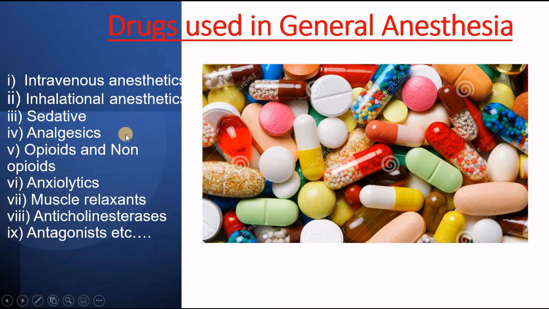I have created this video with the help of notes as well, so that it will help you to understand this topic very well. So these are the below mentioned drugs: intravenous, inhalation, sedatives, analgesics and many more. These are the common drugs which are generally used in general anesthesia. So friends, without delaying anymore, let's move further.